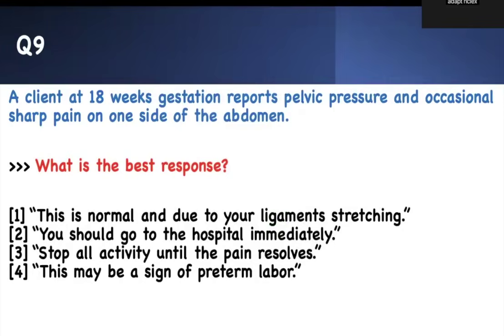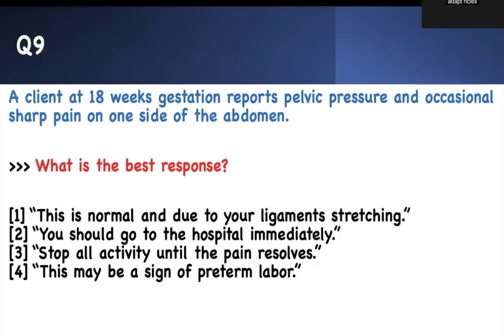A client at 18 weeks, right, the beginning of the second trimester, reports pelvic pressure and occasional sharp pain on one side of the abdomen, not 2 sides, but 1 side. It's occasional. Then you ask yourself, what kind of things will cause pain during the second trimester? If it's going to be ectopic pregnancy, I will give you a clue. What is the clue? Bleeding. There's no bleeding in the question. Don't bring anything in. If it's a miscarriage, there will be some bleeding. You see, it's just straightforward.